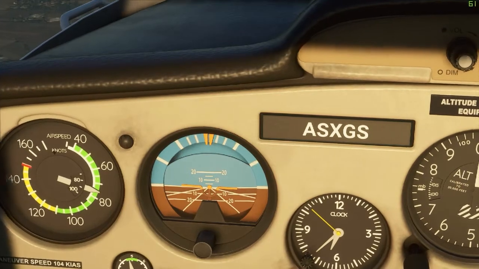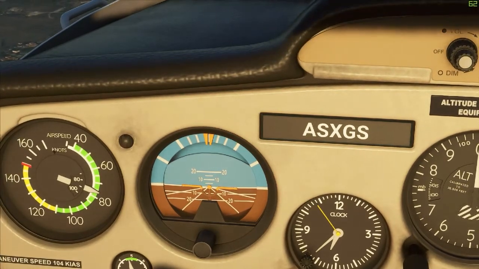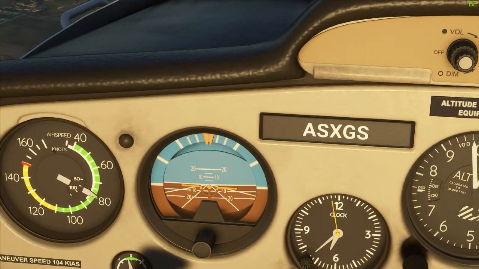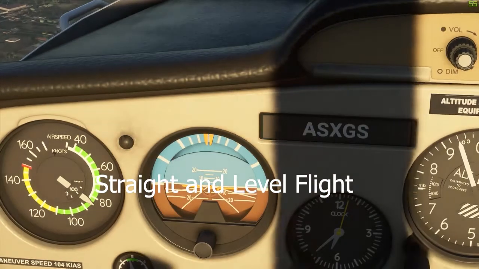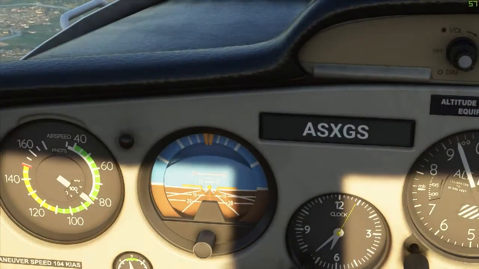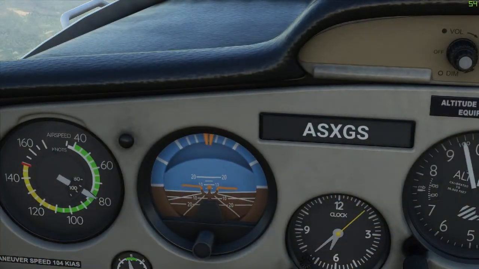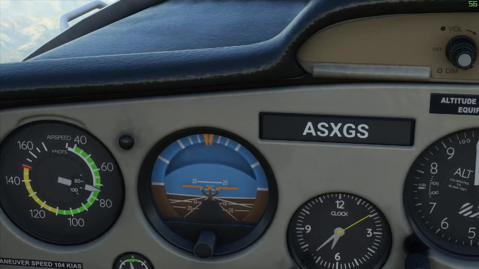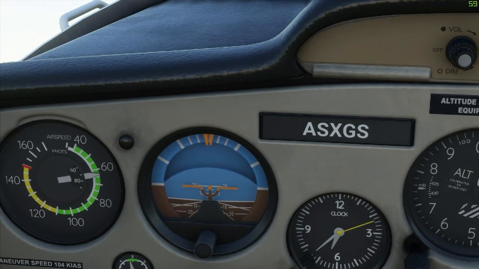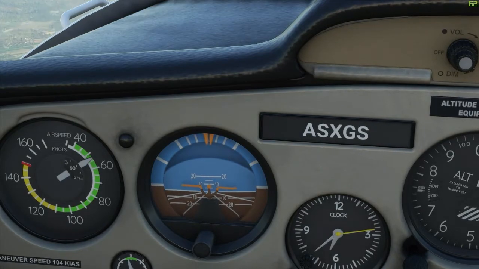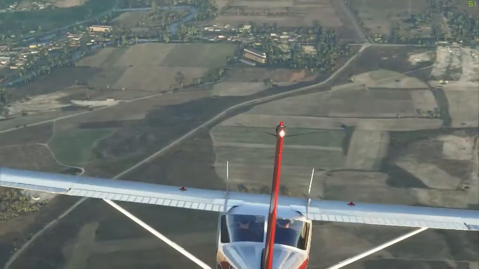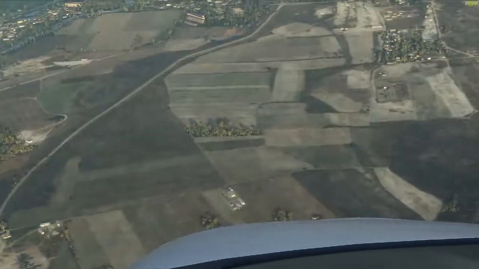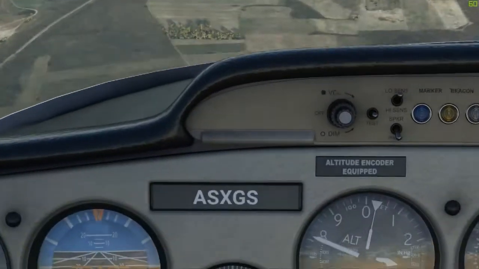The markings starting from the center of the attitude indicator show the pitch angles starting from straight and level flight, 5-degree pitch, 10 degrees, 15, 20, and lastly 25 degrees. If the miniature aircraft does not align with the horizon bar, then that means the aircraft is either pitching up or down.